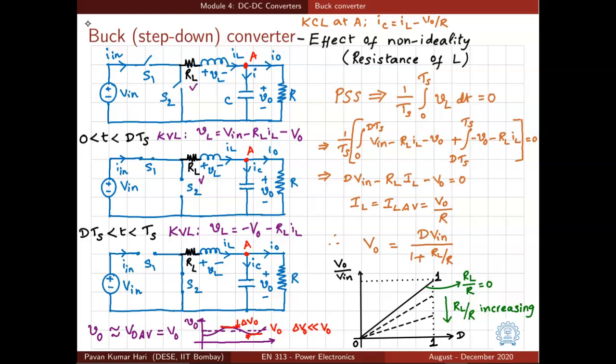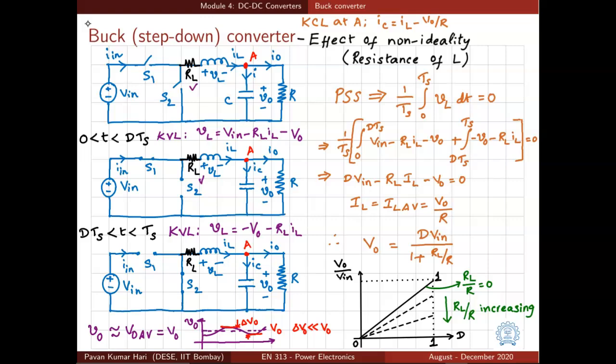So we just do this integral 1 by Ts, integral 0 to Ts, VL dt is 0. This integral needs to be split into two parts, because from 0 to DTs VL has one expression, and from DTs to Ts VL has another expression. And if you plug in the expressions and do the integral, we can show that D times Vin minus RL IL minus VO is equal to 0.